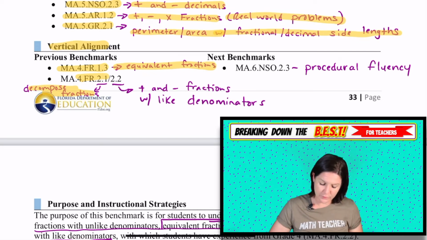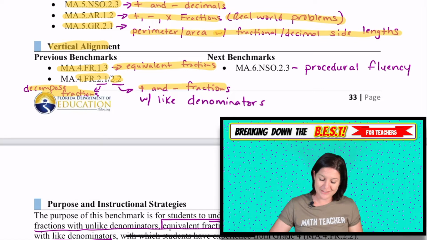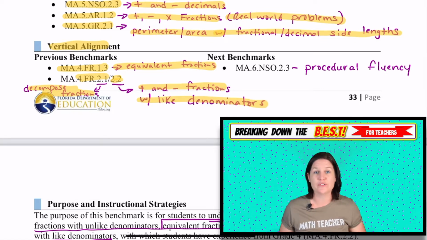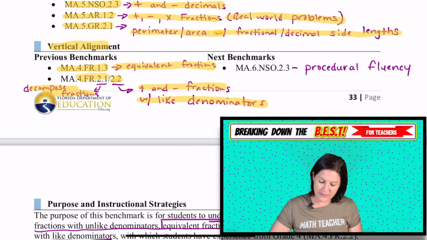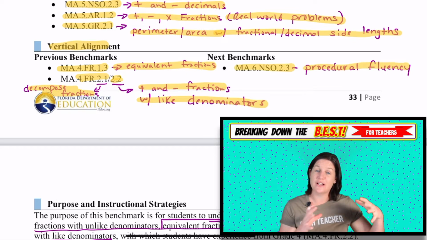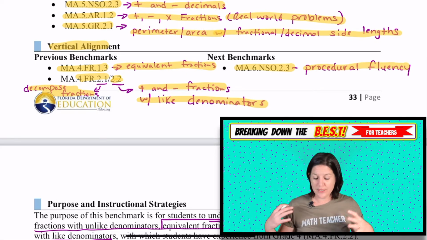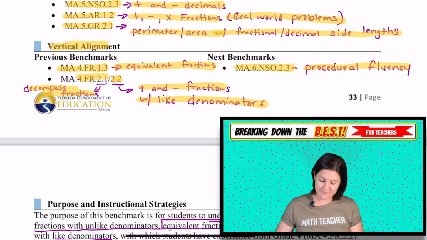And of course in 4th grade, they did have adding and subtracting with fractions and mixed numbers, but it was with like denominators. So this is the first time that we're incorporating those unlike denominators. And then in 6th grade, they'll have to do it with procedural fluency, meaning that it's not just an understanding with drawing and visuals, but they've got it down, okay?